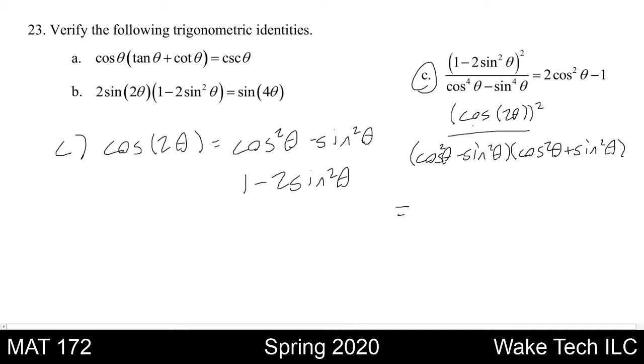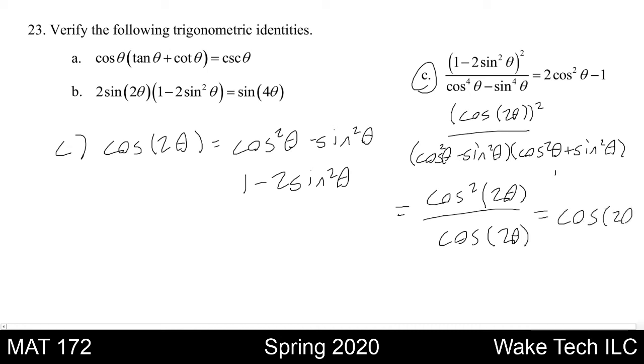Now, this denominator, you may notice, has cosine squared theta plus sine squared theta, which is just 1, and cosine squared theta minus sine squared theta, which is just cosine of 2 theta. So we end up with cosine squared 2 theta, to bring this square into the cosine, divided by just cosine 2 theta, which is just equal to cosine of 2 theta.